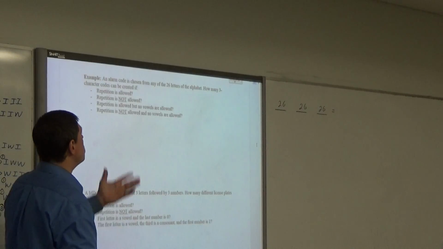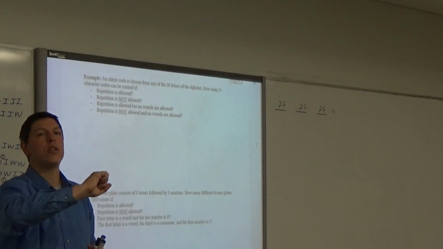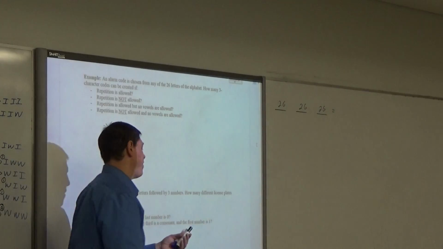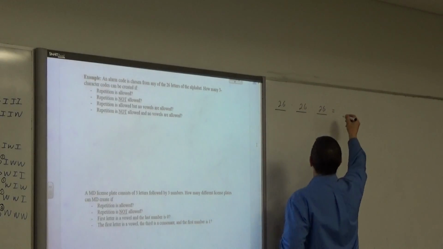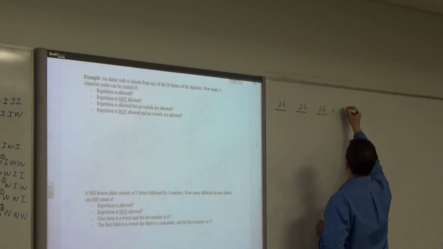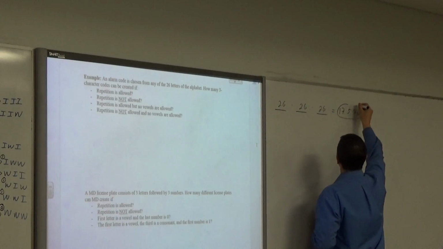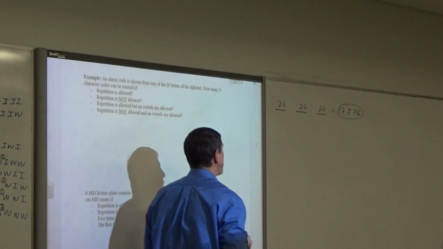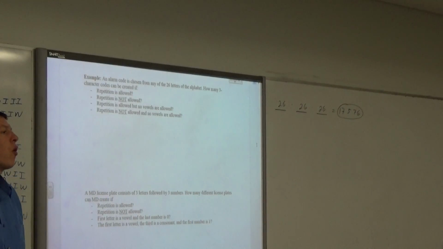And all we do is we just multiply those together. There's 26 ways to pick event A, 26 ways for event B, 26 ways for event C, okay? So can somebody tell me if I was to multiply that out, what that would work out to be, please? 17,576. Thank you, ma'am. So, there's a pretty good number of these that could occur.